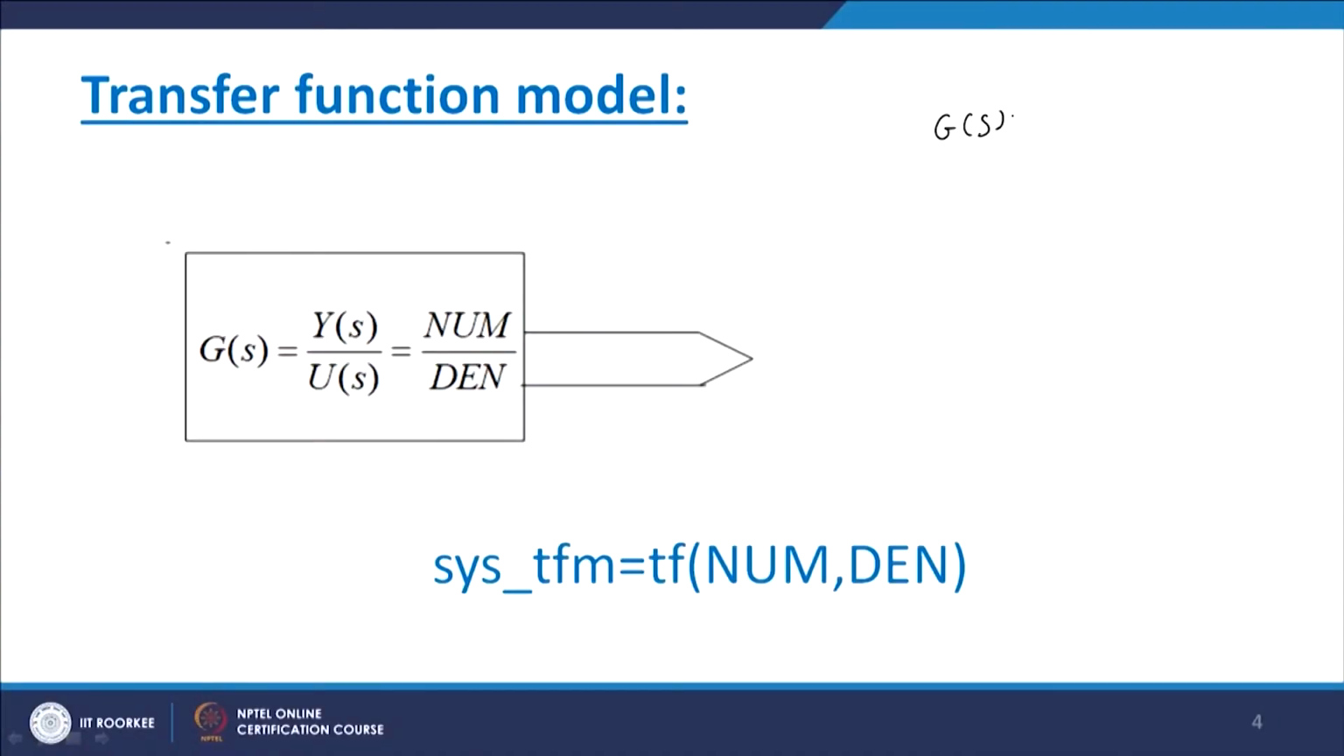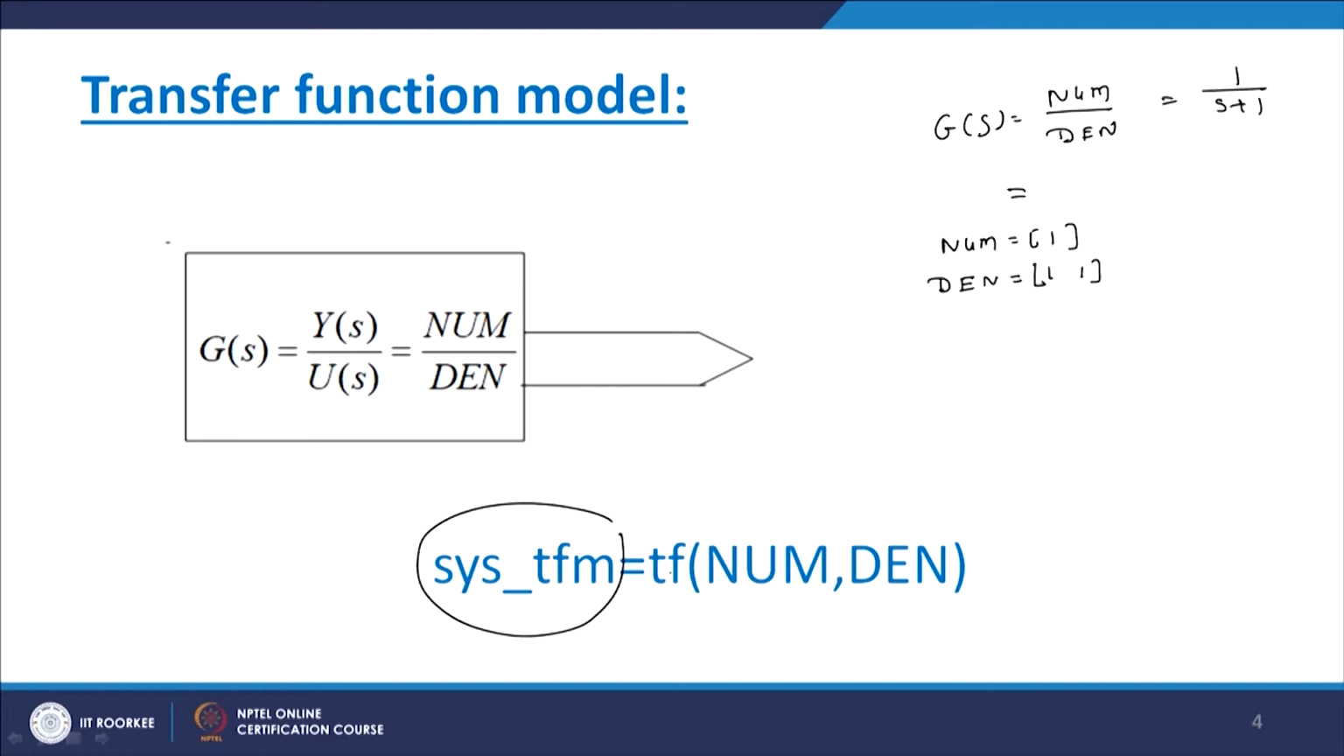Now, about the transfer function. Transfer function, as we have seen, G of s equal to numerator by denominator. Suppose we have transfer function 1 divided by s plus 1, this is a simple transfer function, and we have to write this in MATLAB. In that case you write a command, numerator num 1, and now we write denominator den. Here s plus 1 we write 1 1, and finally the complete system transfer function, that is sys tfm, transfer function model equal to tf. This is the command tf. With this numerator and denominator we will get a transfer function like this using MATLAB.